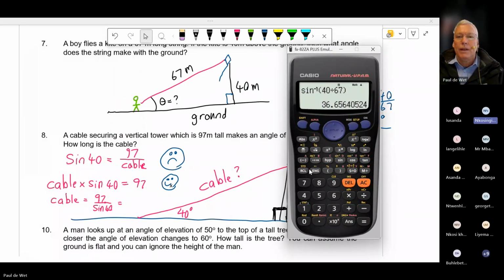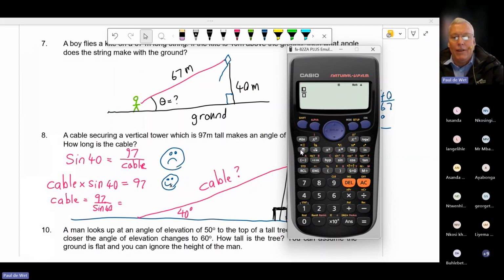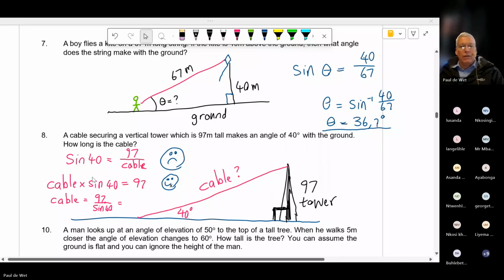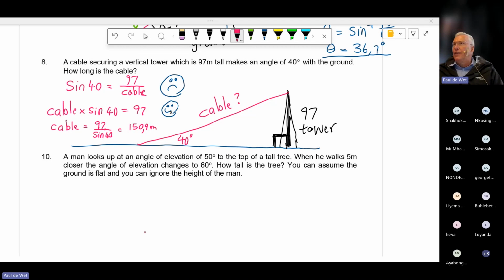97 over sine of 40, and I get 150,9. 150,9 meters.